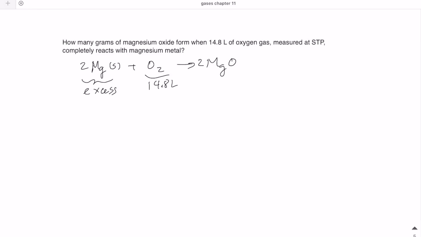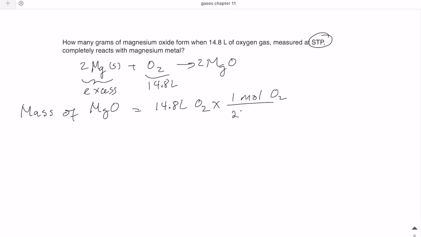So that means to find the magnesium oxide, what we need to do is convert our oxygen to number of moles, then use the mole-to-mole relationship with magnesium oxide, and afterwards calculate the mass using the molar mass. So we can actually do that in one shot. We start with 14.8 liters of oxygen. Now the key word here is STP. If you remember, STP means that 1 mole of any gas, including the oxygen here, is going to have 22.4 liters. And so that converts my volume of oxygen to number of moles.